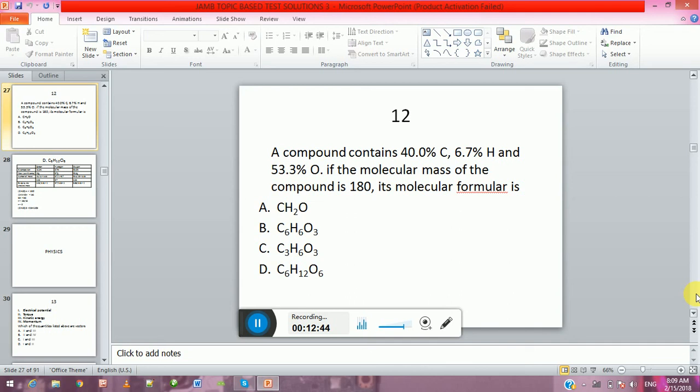A compound contains 40% carbon, 6.7% hydrogen, and 53.3% oxygen. If the molecular mass of the compound is 180, its molecular formula is A. CH2O, B. C6H6O3, C. C3H6O3, D. C6H12O6.